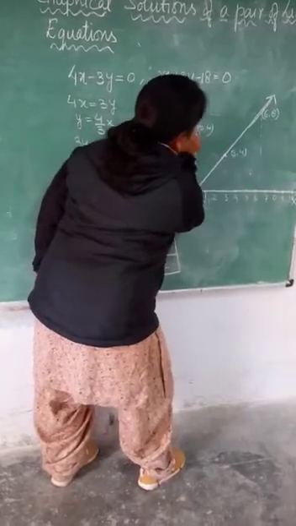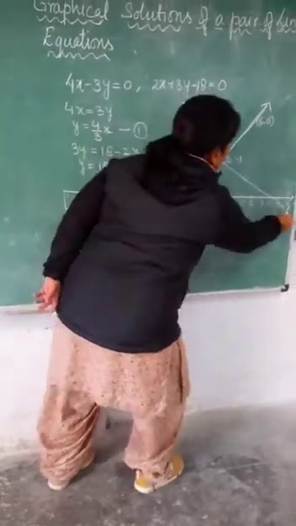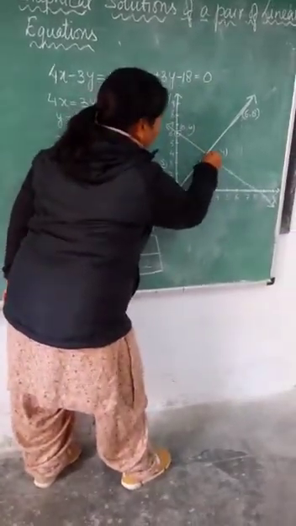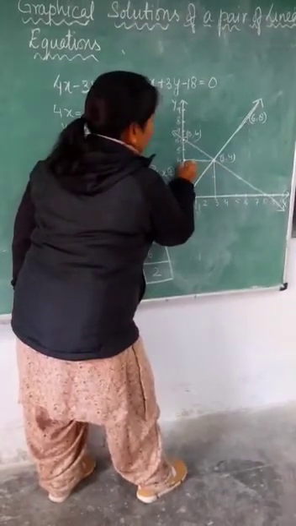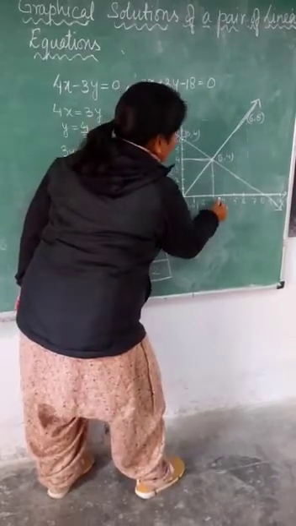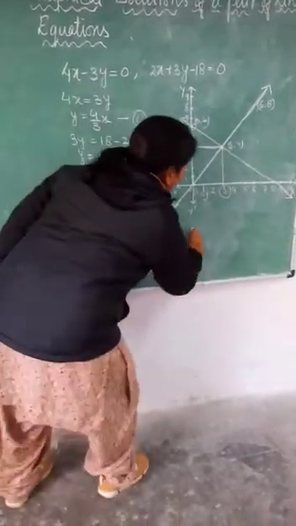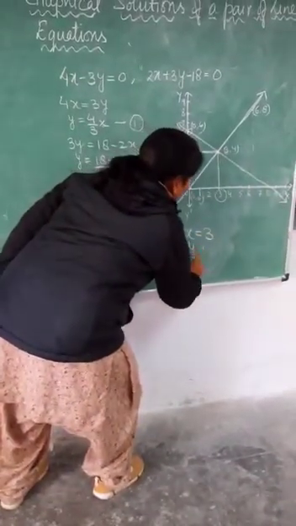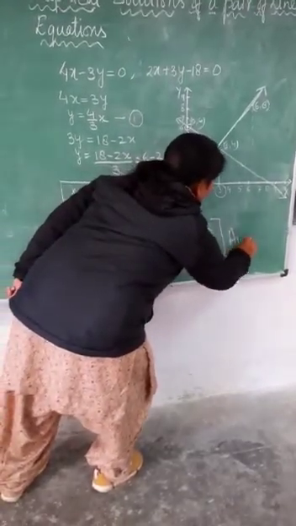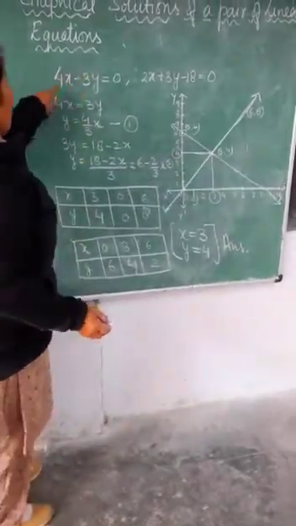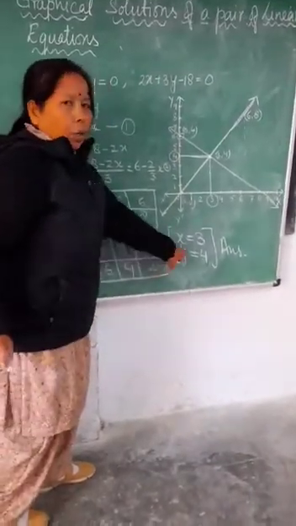So if we join all these 3 points like this, these two lines will intersect each other at this point. And if we draw a perpendicular line on the x-axis and another perpendicular line on the y-axis, whatever value is coming, like this 3 and 4, the solution of this equation is x equals 3 and y equals 4. So this is the answer, meaning we can solve two linear equations by the graph like this. We can get the values of x and y over here.